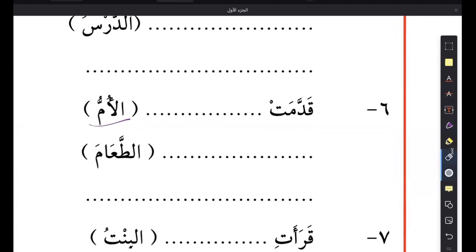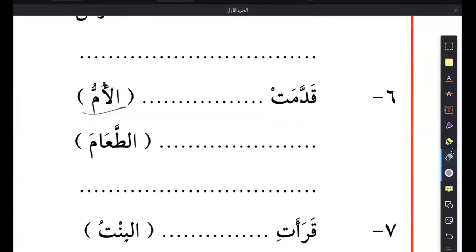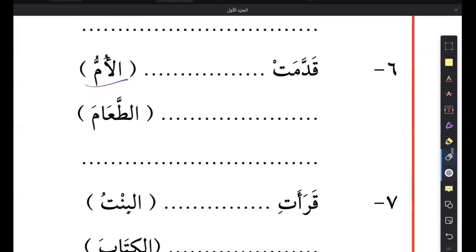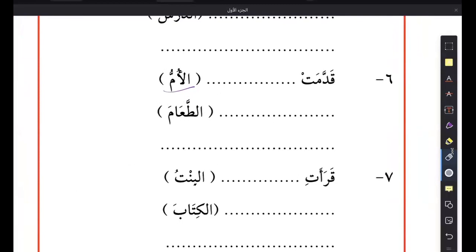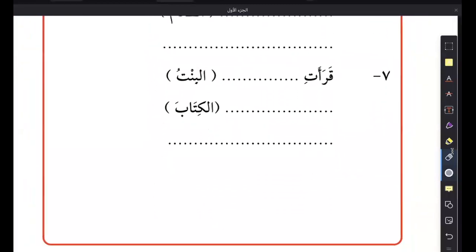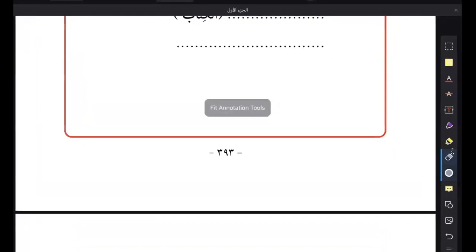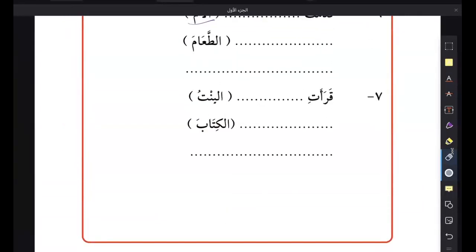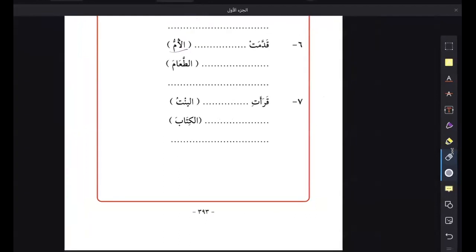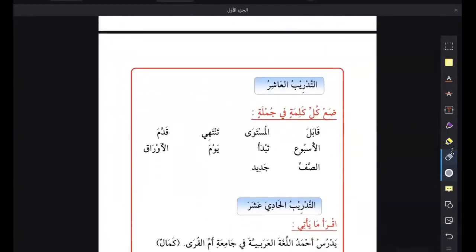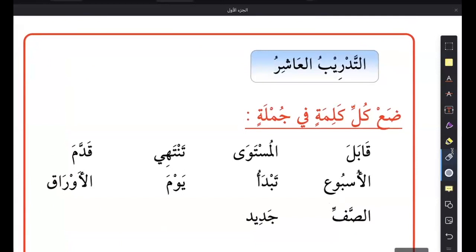So what does qaddama mean here? It means to offer, to present. Qaddama also comes in these kinds of meanings, right? I've been telling you guys that you have to broaden the meaning of the words, because most words have a lot of different meanings and you pick them up from the context. جيد. For the next تدريب, التدريب العاشر, the 10th exercise, it says ضع كل كلمة في جملة.